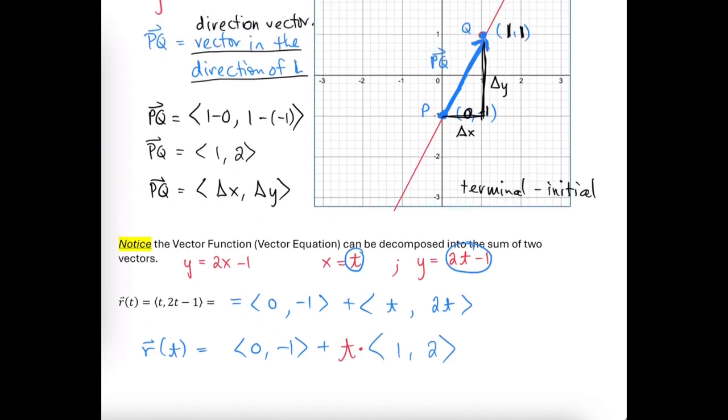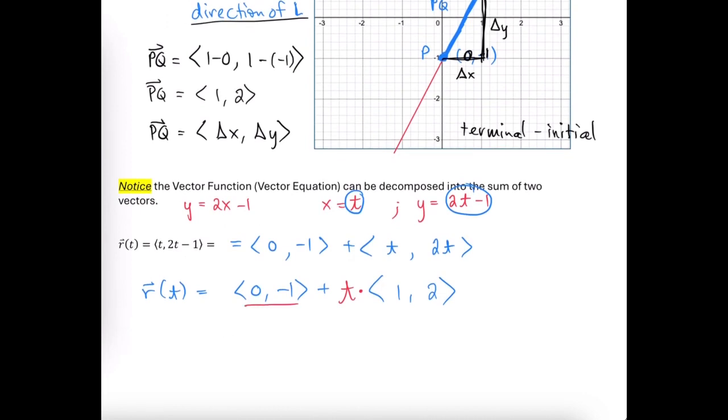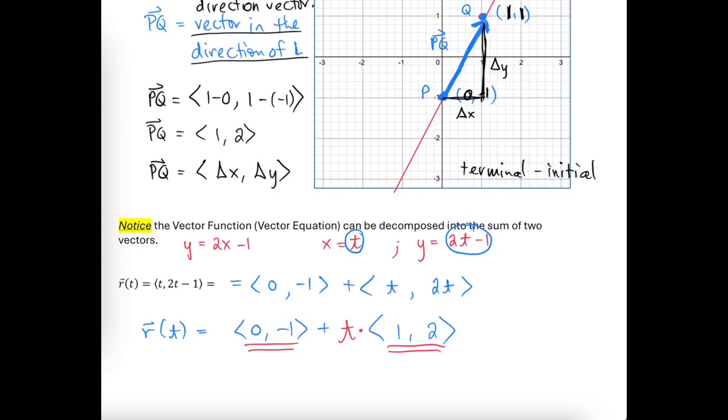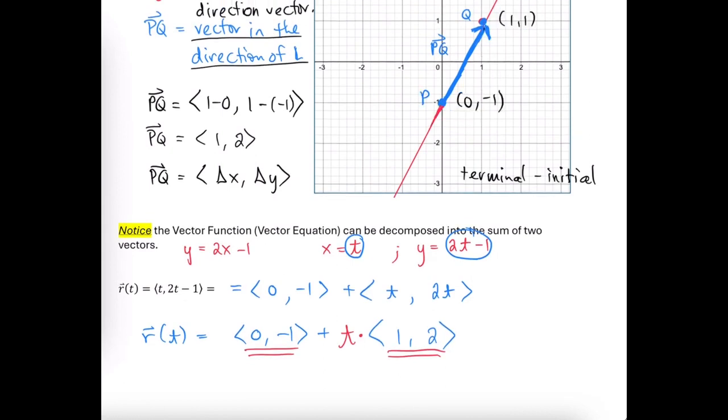What we're going to notice here is that these two vectors that we were able to create by decomposition are actually something that we can point to on the graph. Notice that this <0, -1> corresponds to a point that was actually on my line. And this <1, 2> is the same thing as the direction vector that we found a moment ago.